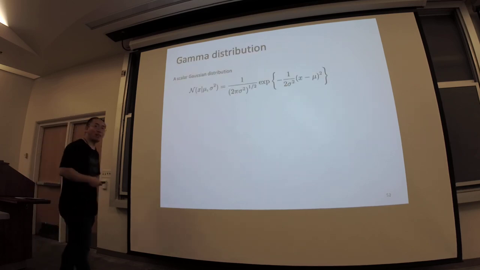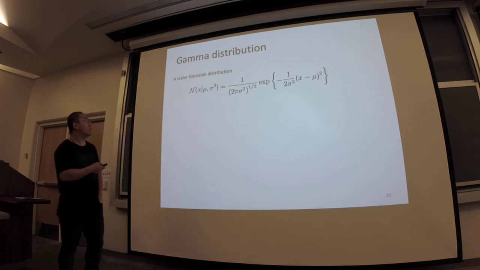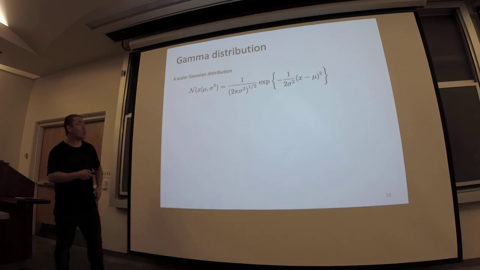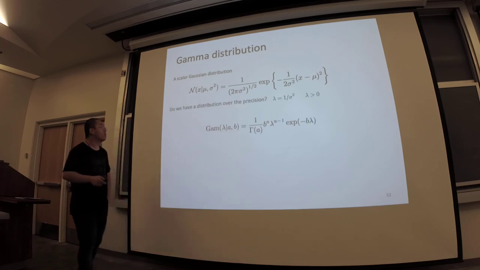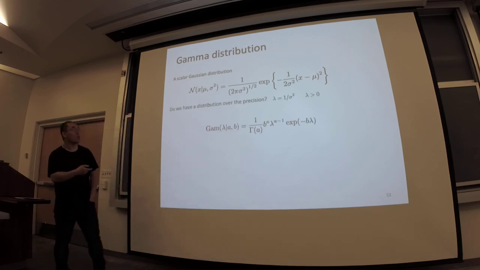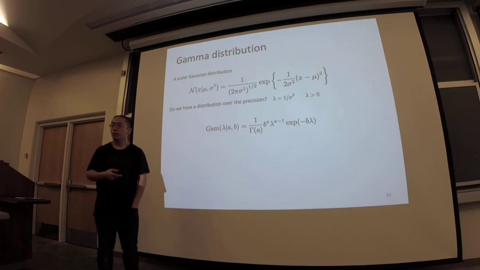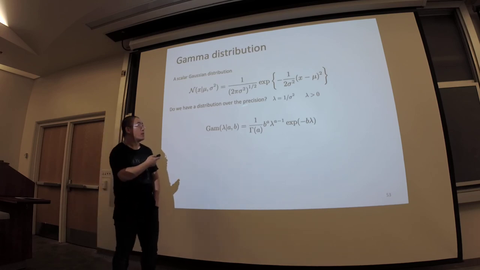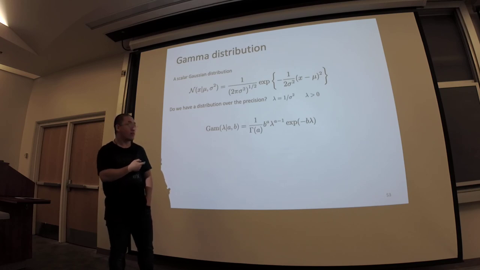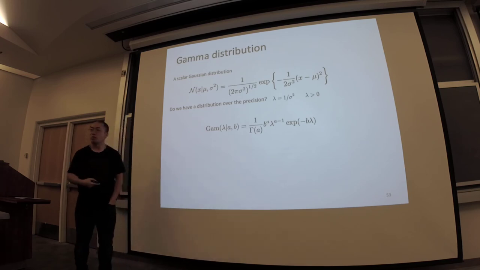So let's talk about Gaussian distribution. When we have a scalar Gaussian distribution, we have a mu and a sigma squared, right? The question is, do we have a prior distribution over its precision, the inverse of its variance? And such a prior distribution is called the gamma distribution.